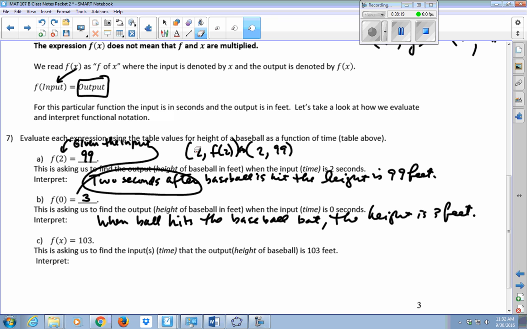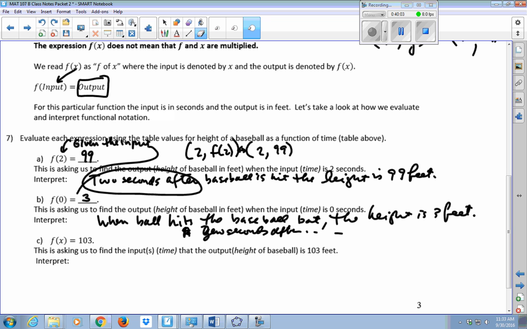Often in mathematics and science, when your initial time is 0, we say initially. Initially, the height of the baseball is 3 feet. And it's that word initially that means my x value in this case is 0 seconds. So often we'll use the word initially. Ian happened to use the phrase when the ball hits the baseball bat. Okay. Victor? You could also say 0 seconds. Yes, you could be very literal and say, just like you did before, 0 seconds after, and so on, the height is 3 feet, right?